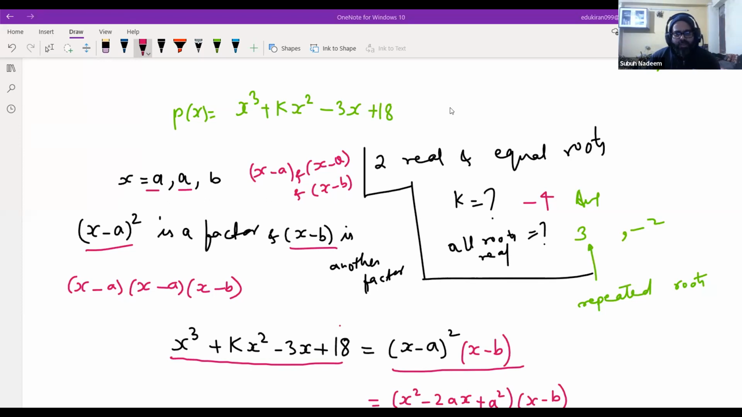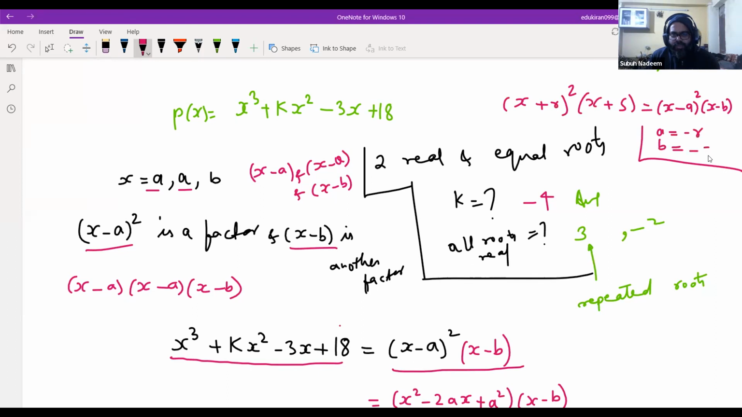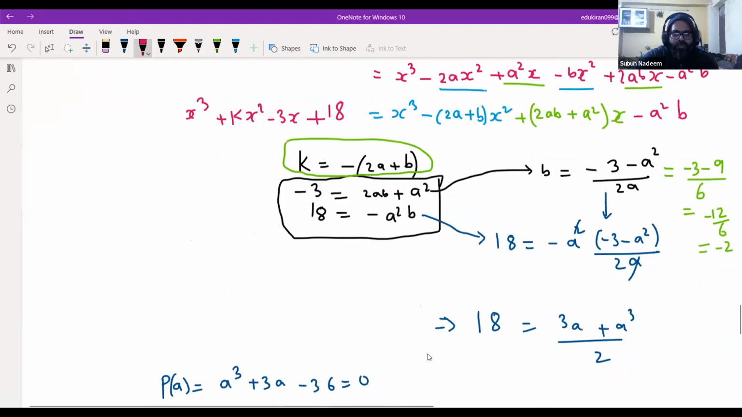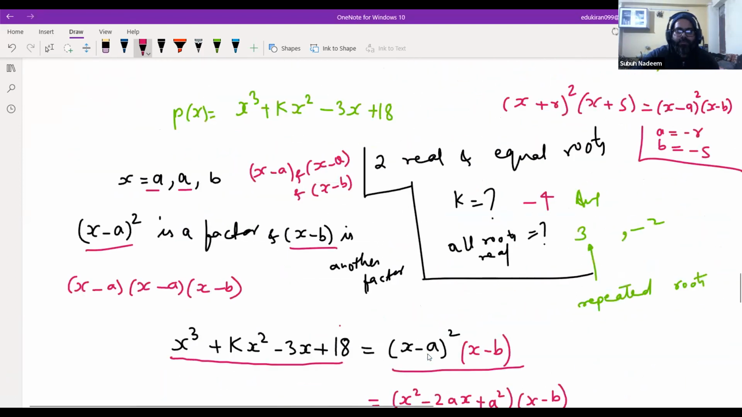What they have done is they have taken x plus r whole square into x plus s. We have taken x minus a whole square into x minus b. So instead of a, they have taken minus r. Instead of b, they have taken minus s. So they have to find r and s. And the step of finding r and s is that you have to equate them, equate the coefficients and solve them.